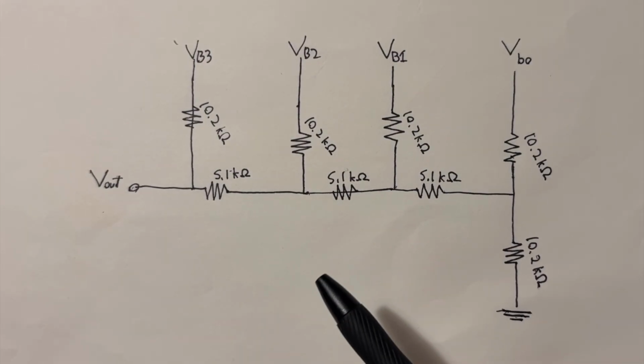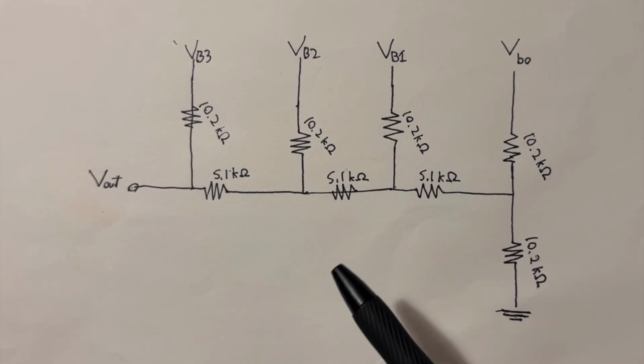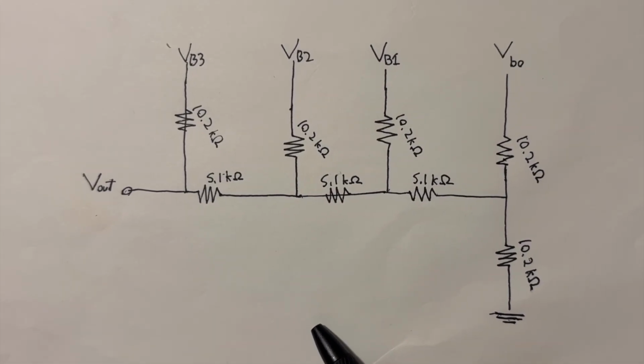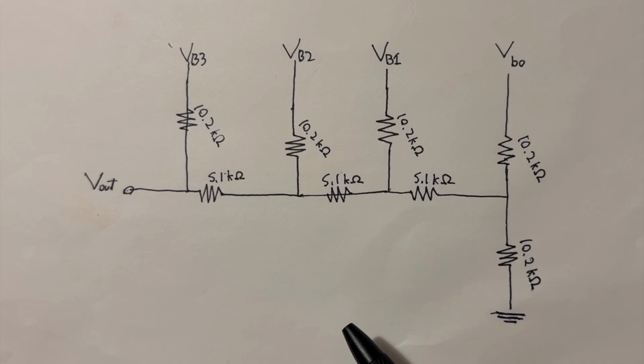Next, the superposition principle states that the total voltage in a linear circuit is the sum of each individual input acting alone. In the DAC, each switch or bit contributes its own small part of the total voltage output. The higher order bits add larger voltage steps, while the lower order bits add smaller ones.